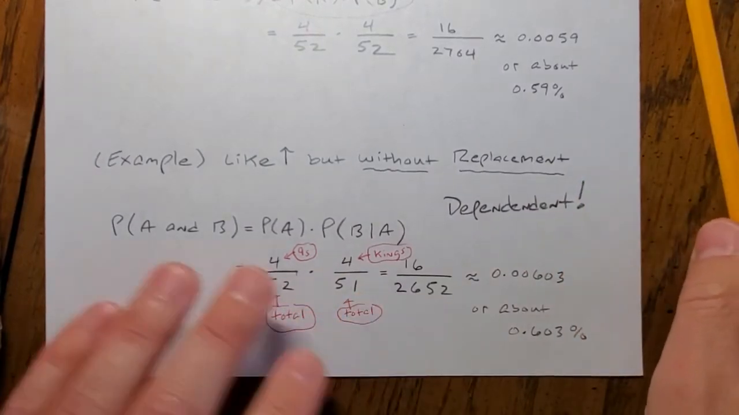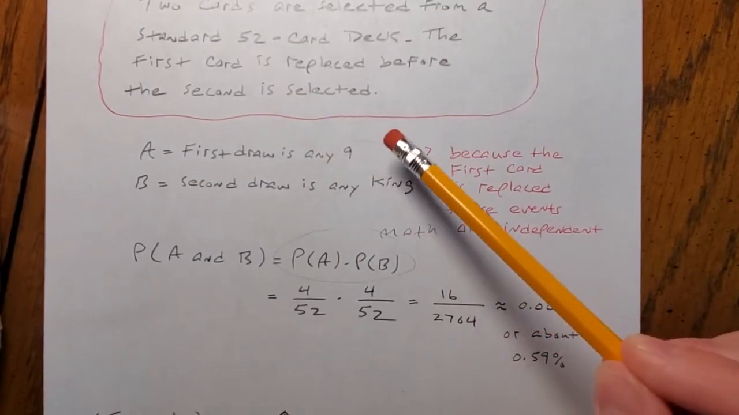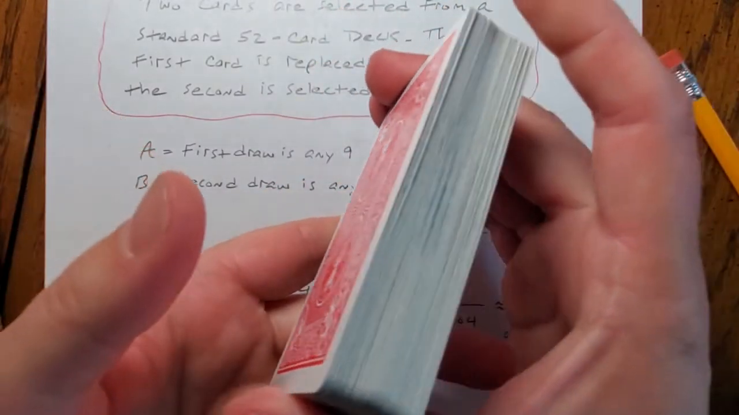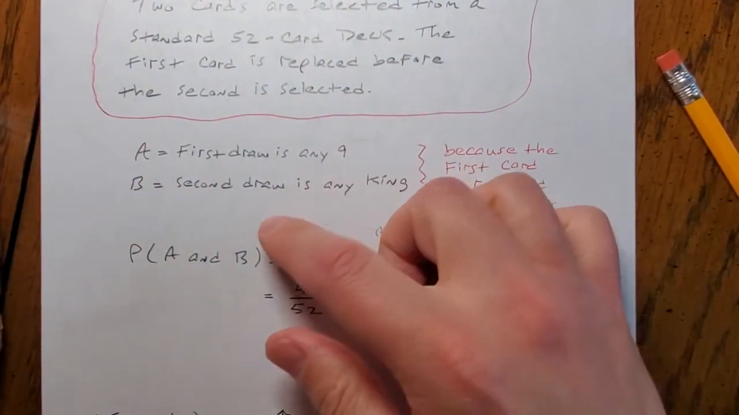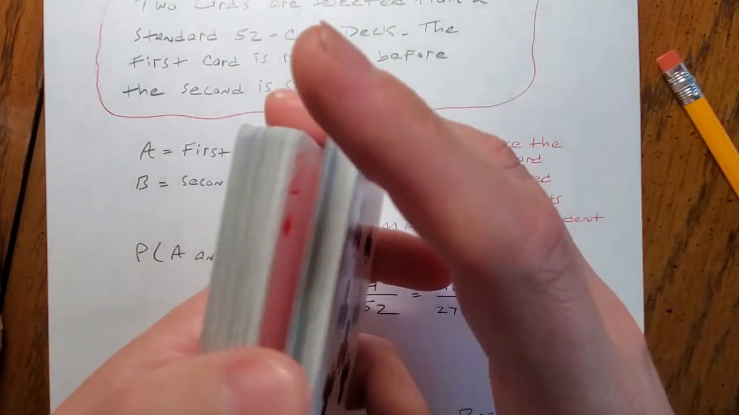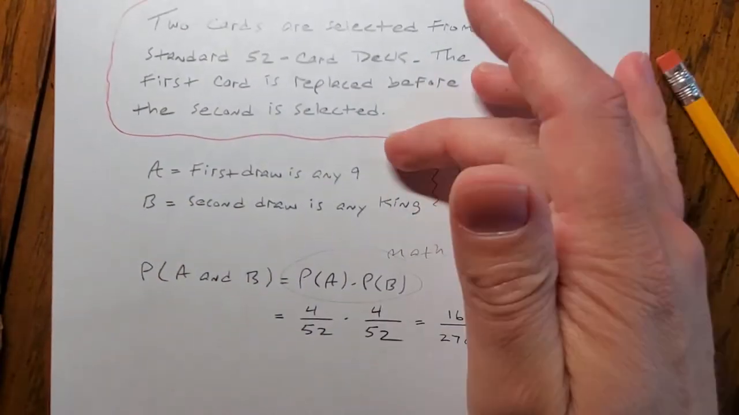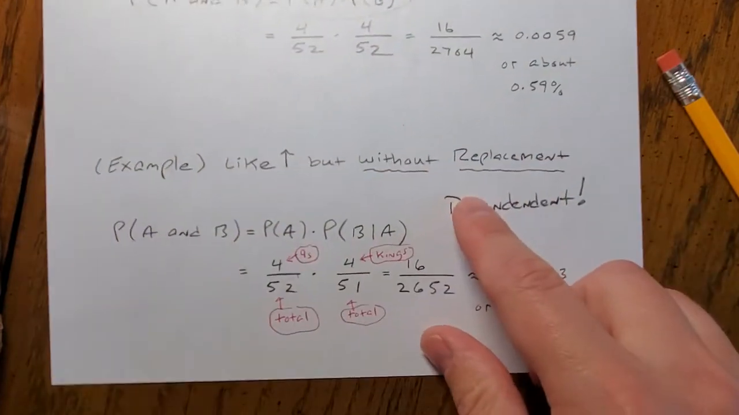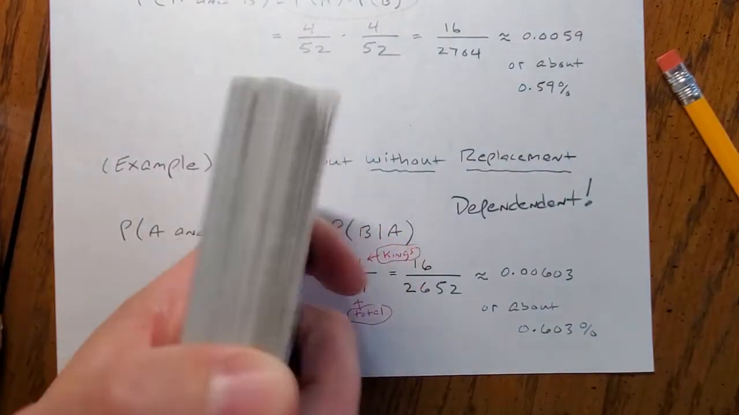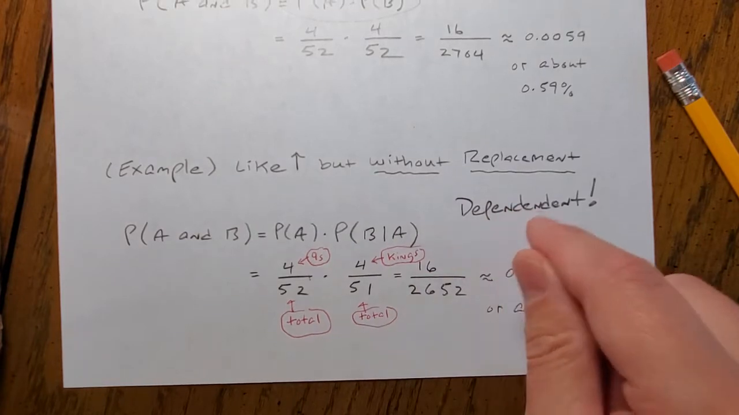Why is that? Well, up here I said, if you replace the card, does the deck have any way to remember what happened on the first draw? How could the first draw influence the second draw if you replace the card and adequately shuffle and randomize it? The deck has no way to remember what happened on the first draw. That's why they're independent. But if you don't replace that card, you're drawing from a slightly different deck on that second draw. That's why they're dependent.